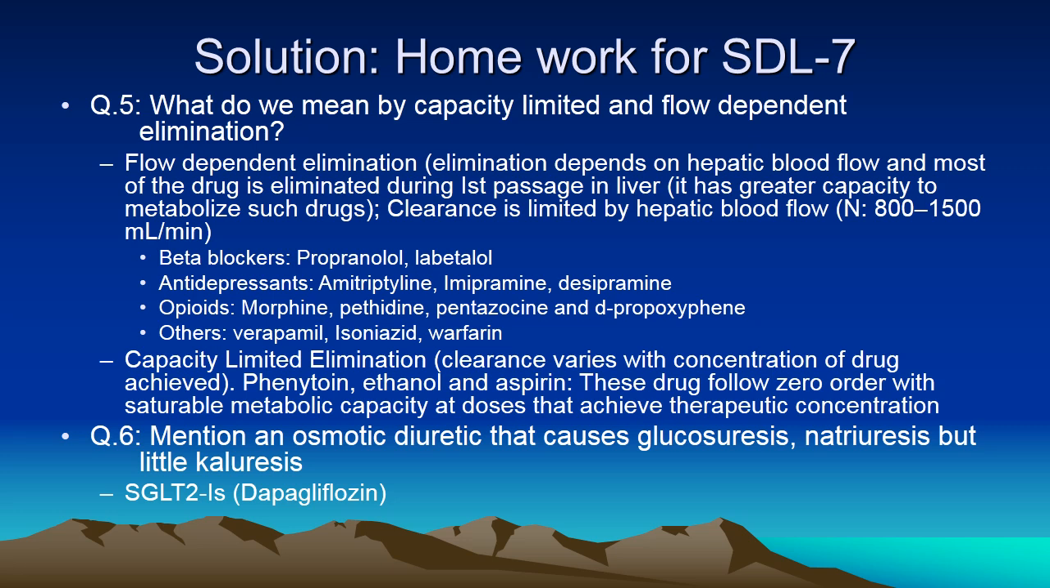Now question 6: mention an osmotic diuretic that causes glucosuria, natriuresis, but little kaliuresis. The gliflozins, particularly dapagliflozin and empagliflozin, which are used as anti-diabetic drugs, are basically glucose excreting drugs. They also cause volume loss and natriuresis. But kaliuresis is little because most of the sodium and most of the potassium which is lost in the proximal tubule is exchanged and conserved in the distal part of the tubule.